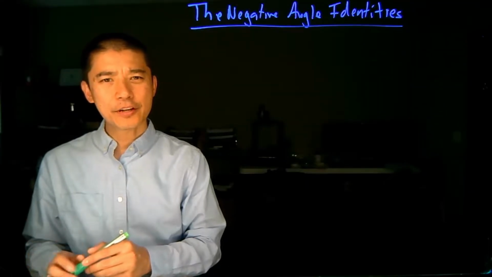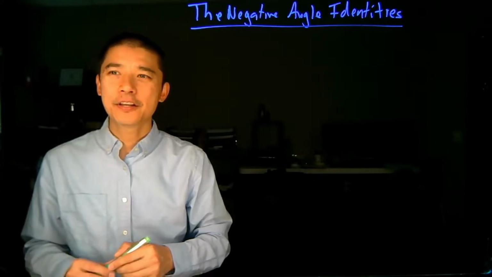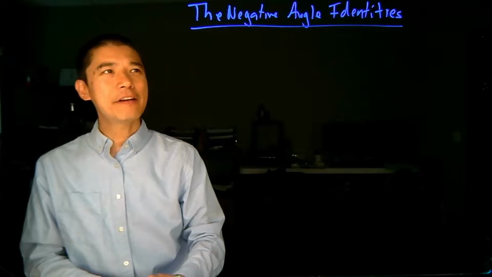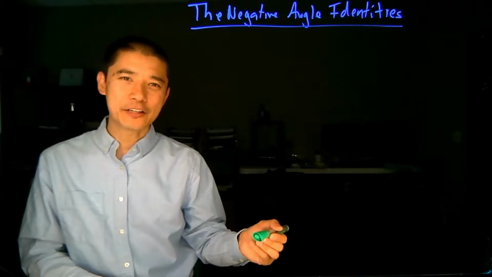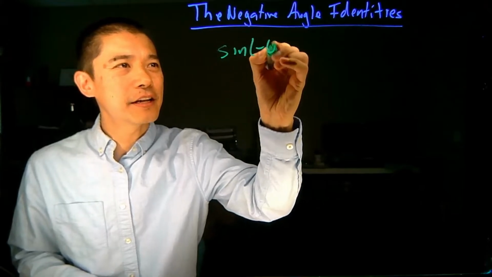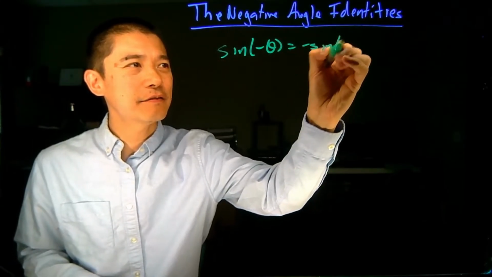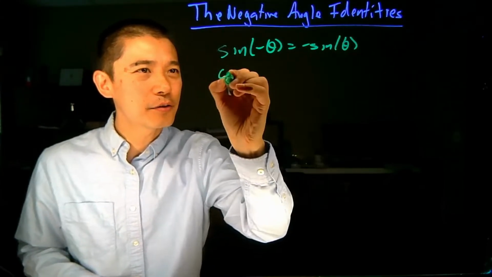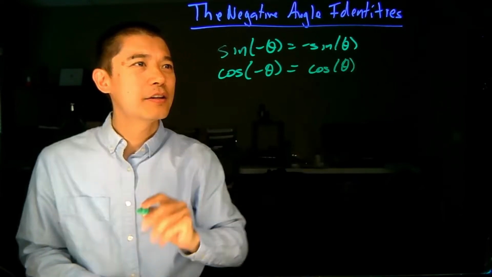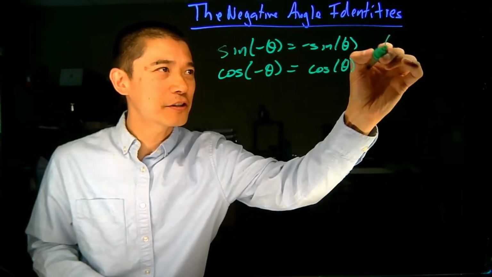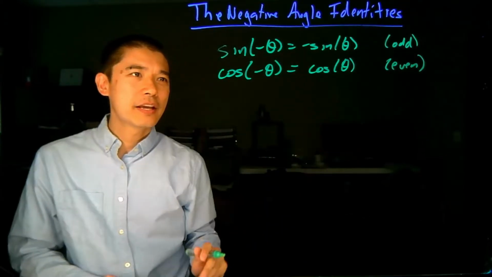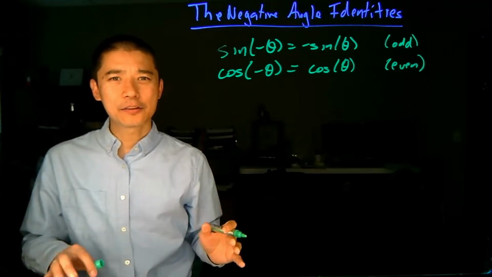Just as the sine and cosine functions had negative angle identities, the other trigonometric functions also have negative angle identities. And in fact, you can get those negative angle identities knowing the sine and cosine functions. So sine of negative theta is negative sine of theta, and cosine of negative theta is cosine of theta. So the sine function is an odd function, and the cosine function is an even function. And with these facts, you could actually get the rest of them.